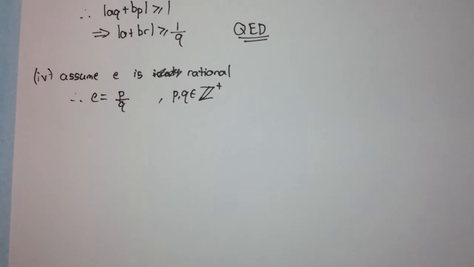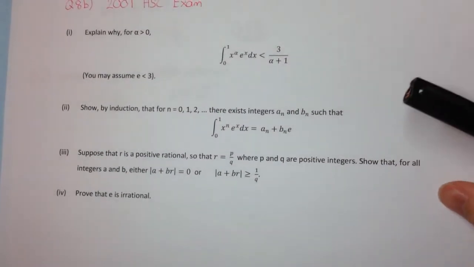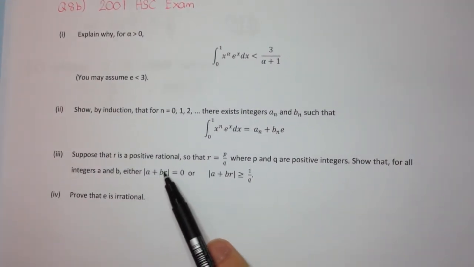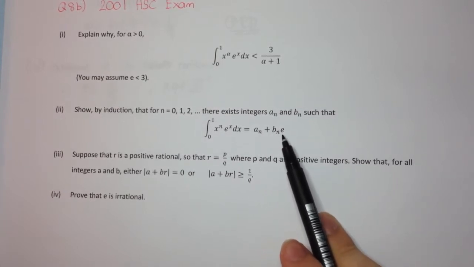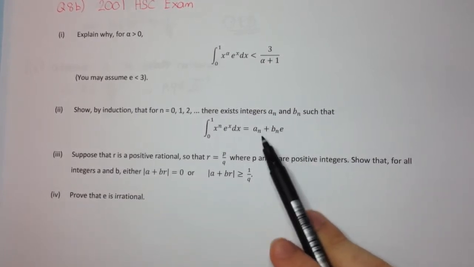Okay, so what's the next step? Well, we need to look back at the question and see what information we have. Here you can see this A plus B r form. It crops up in part 2. We have this a sub n, which is just some integer, so we can think of it as A. So we can have A plus B times e. Now, this is the exact same form as what we have here. So we're going to need to work around this.